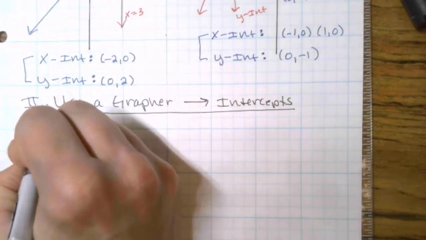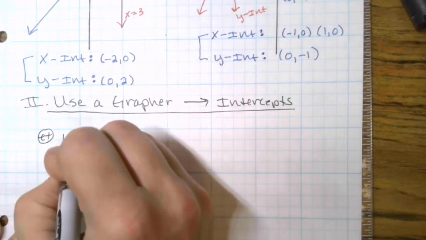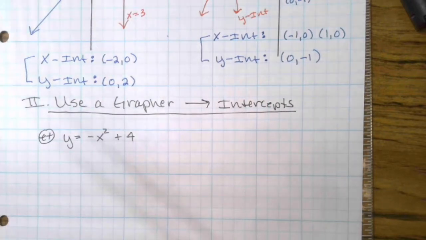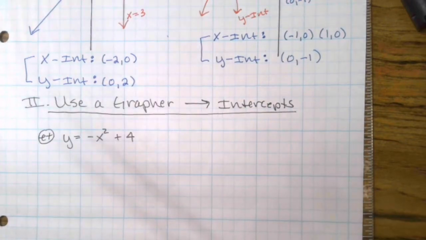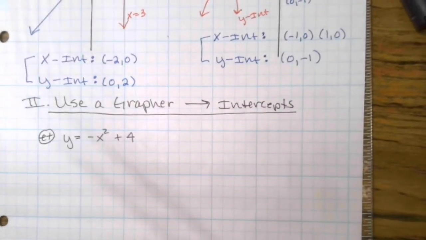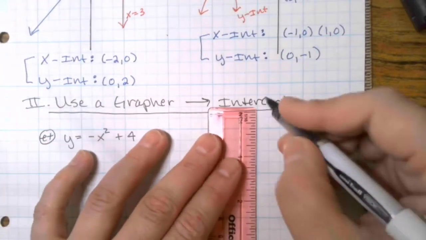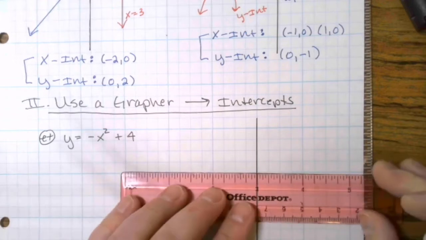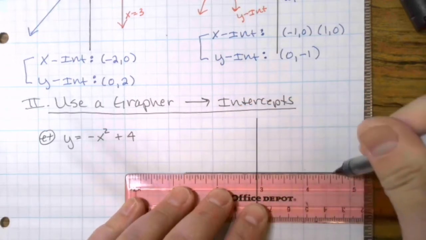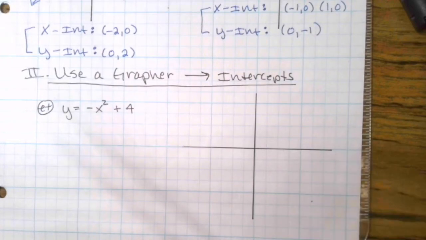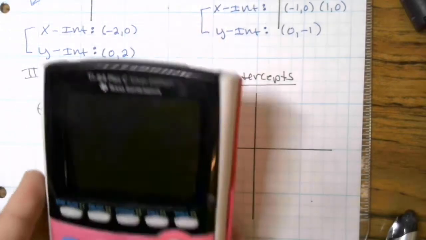Okay, the example we're going to do is y equals negative x squared plus 4. When you do grapher problems, you do use your grapher, but you do what we call a grapher sketch, which is an approximation of what you're looking at. If they're exact numbers, you'll plot those. If they're decimals, you'll put them about where they belong. All right, so let's go to our grapher.